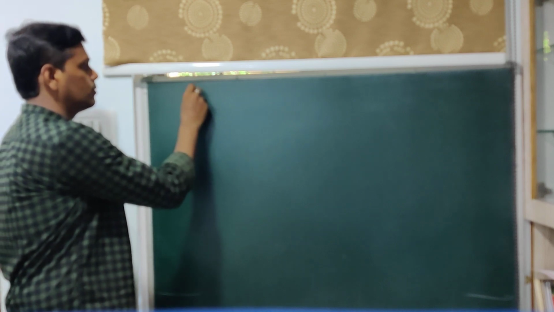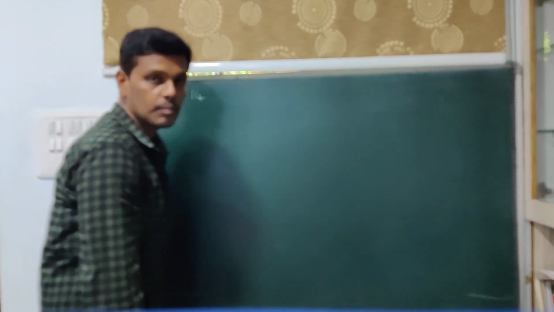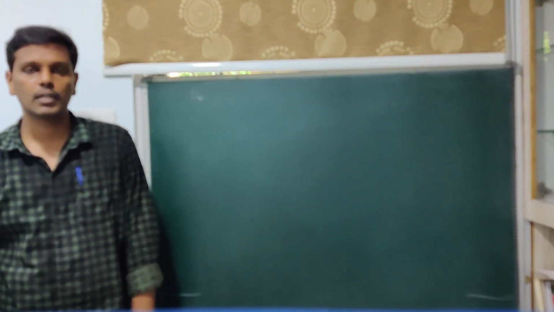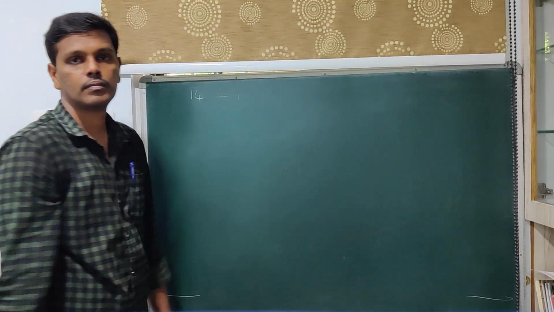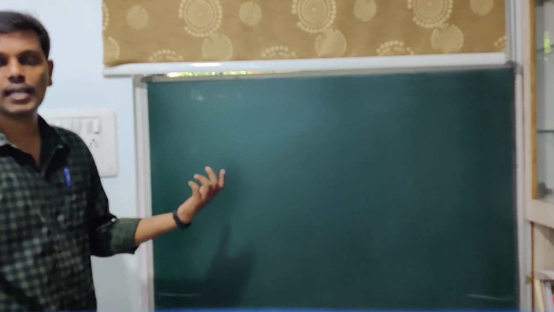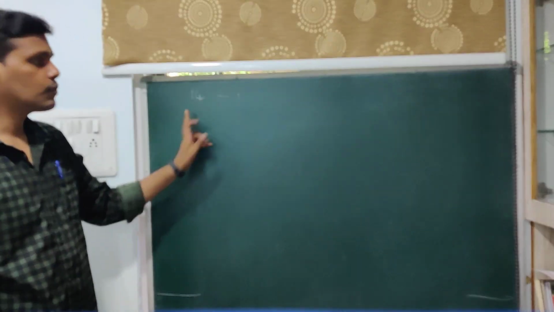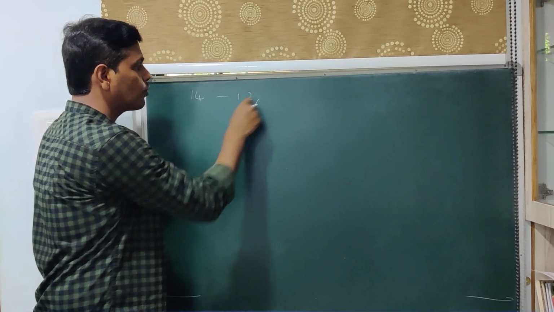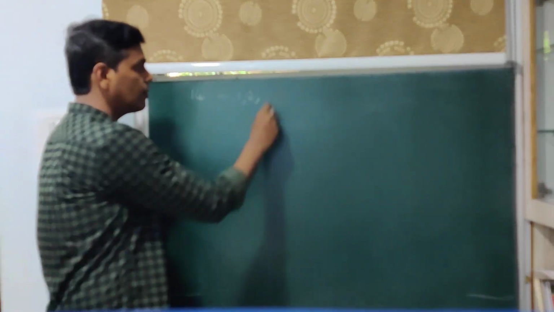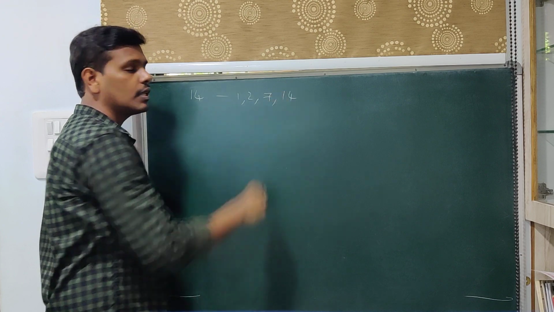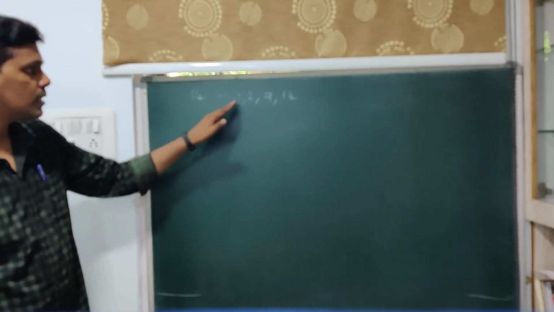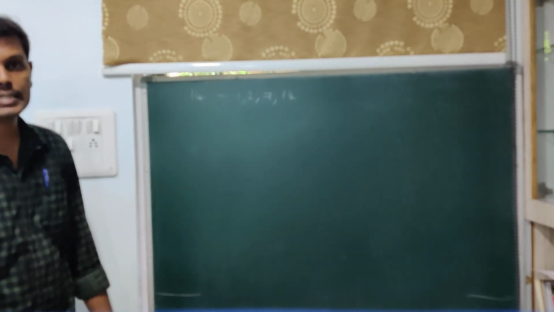Suppose you have a number 14. Now tell me, what are the numbers that divide 14? May I say 1 divides 14? Here, divides means I am speaking about numbers which divide 14 exactly. So 1 divides 14, 2 divides 14, 7 divides 14 and 14 divides 14. This means that these numbers divide 14 exactly.